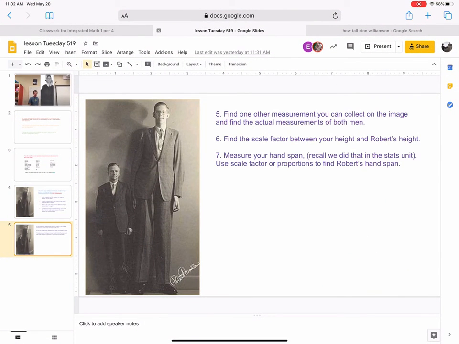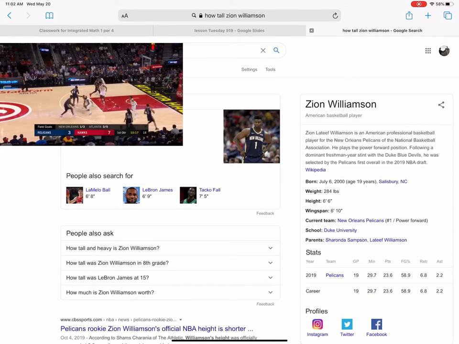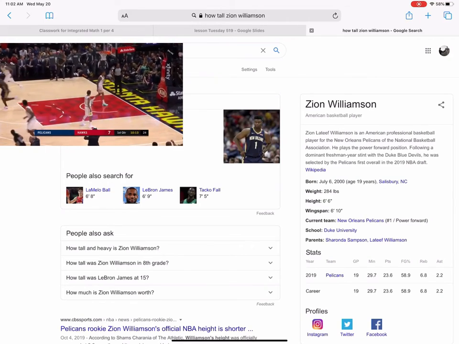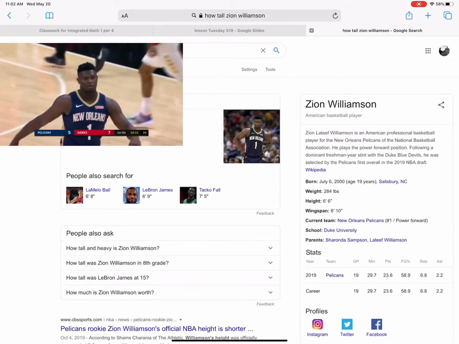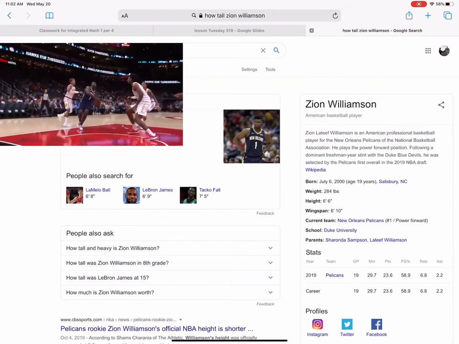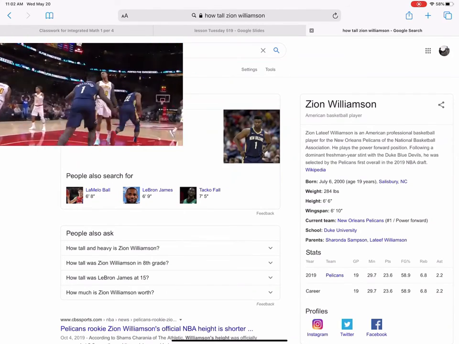So how would you find the scale factor between a person's height and Robert's height? All right, well, let's compare him to Zion Williamson. So here's Zion here, all right? And for those who don't know who he is, he's a beast of a basketball player, a rookie this year. Of course, his rookie season got cut a little short because of the virus thing. Anyway, he was 6 foot 6 inches.